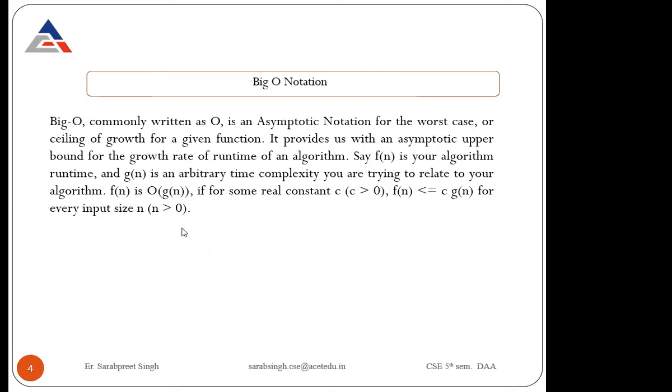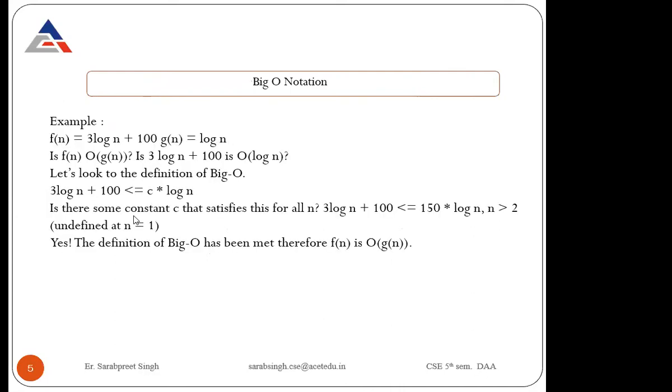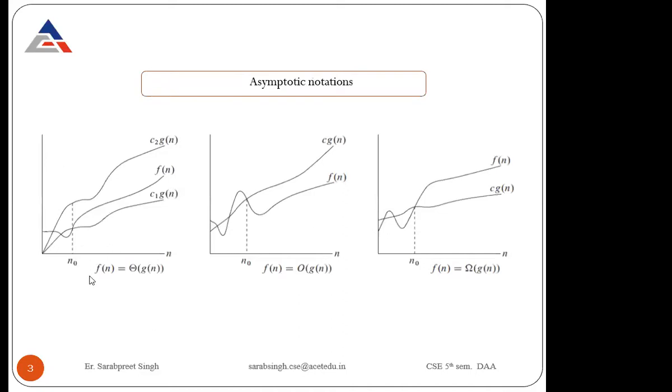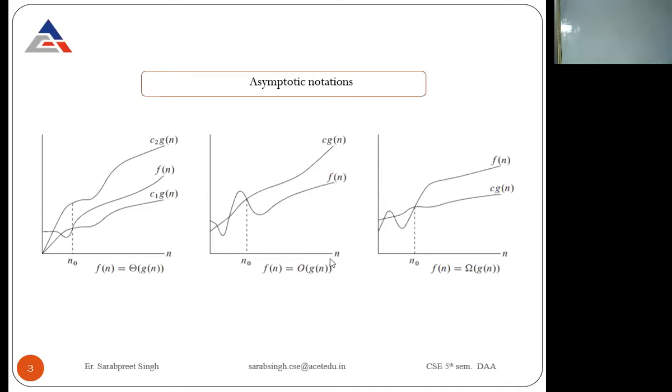In big O, there is an equation: f(n) is less than or equal to c times g(n), where n is the input size. We'll also discuss an example. We'll come back to the PPT within a few seconds. I'll have to start the camera. So I hope you can see the board now.